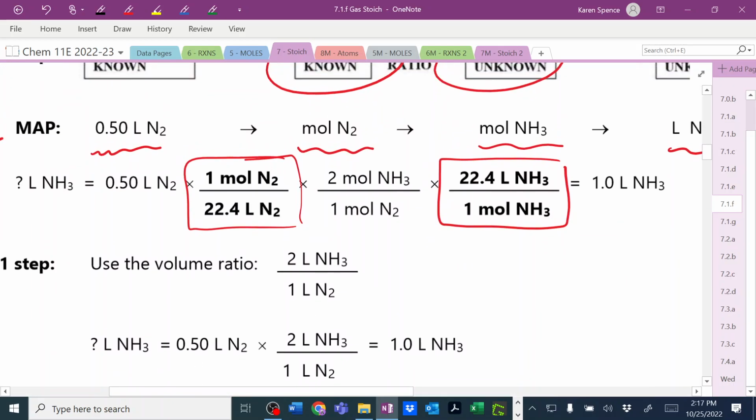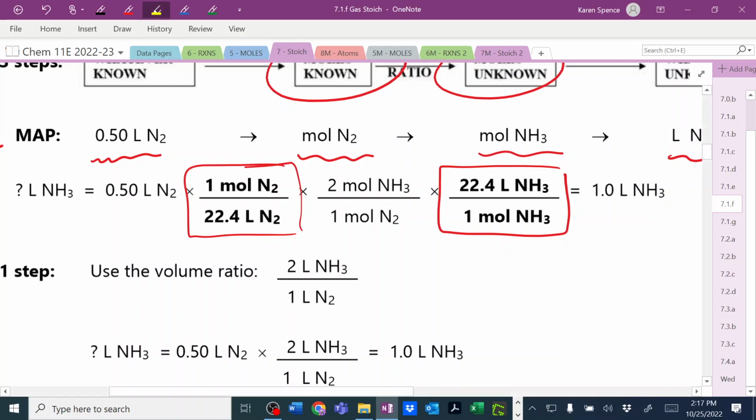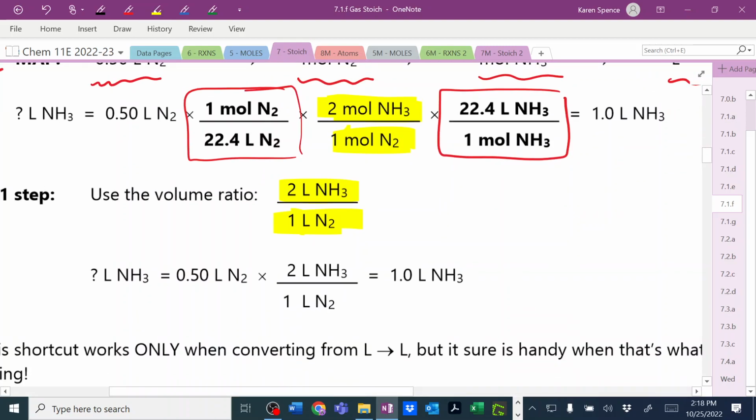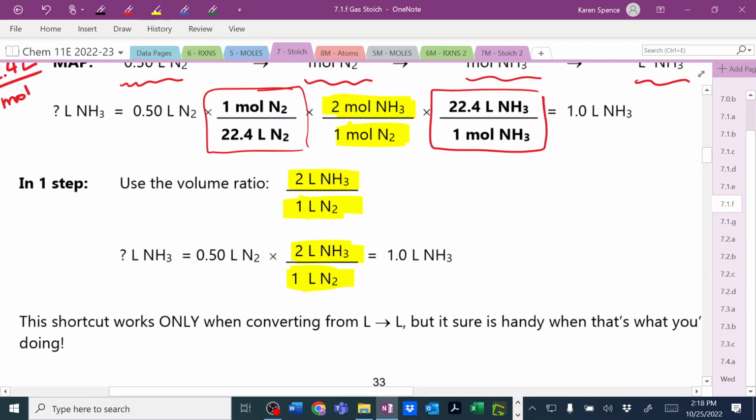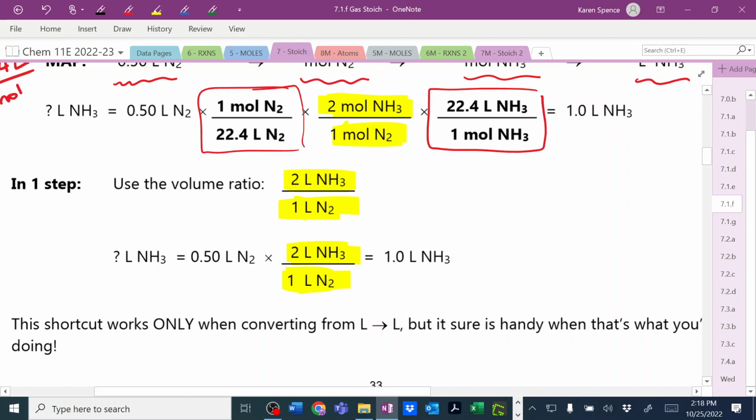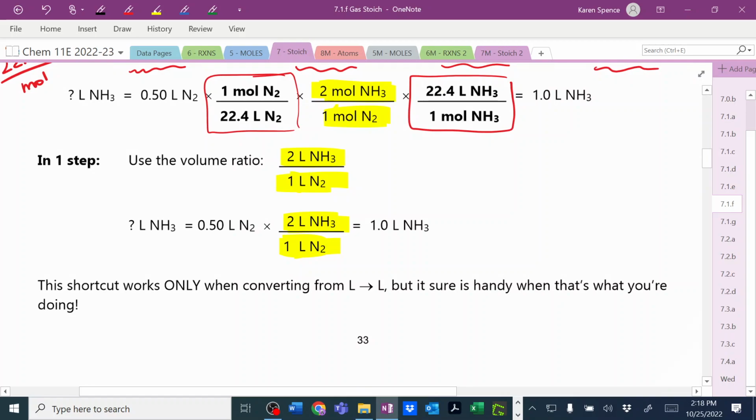So you can simplify that, and instead of going through the 3 steps, you can use the same ratio for just volume to volume. Instead of taking 3 conversion steps, you can do it in 1 conversion step. And it is only because 1 mole of gas takes up exactly the same amount of space no matter which gas it is. Yeah? This shortcut works only for converting from liters to liters, but it sure is handy if you know what you're doing. Okay?